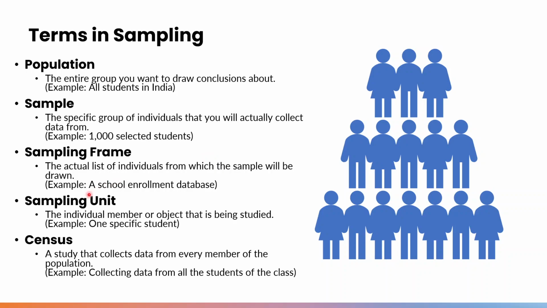Then sampling unit. The individual member or the object that you have selected for the study is called the sampling unit. Say, out of the list of students that you have ticked, one specific student is called a sampling unit, right? So you will have many such sampling units forming the sample.